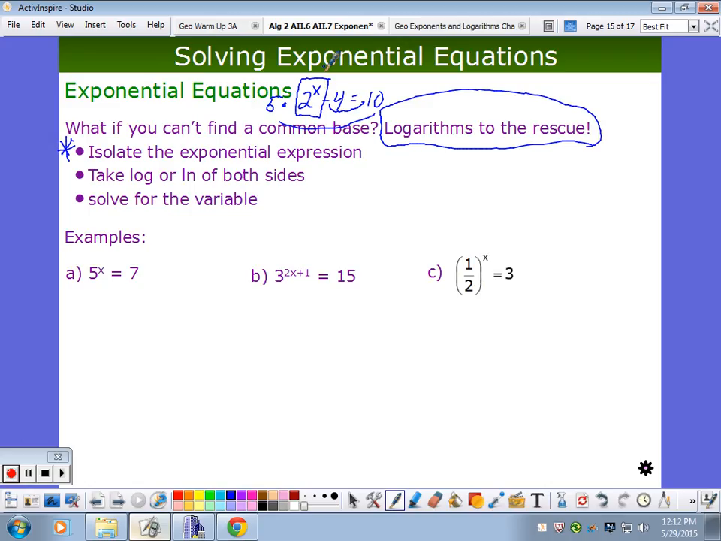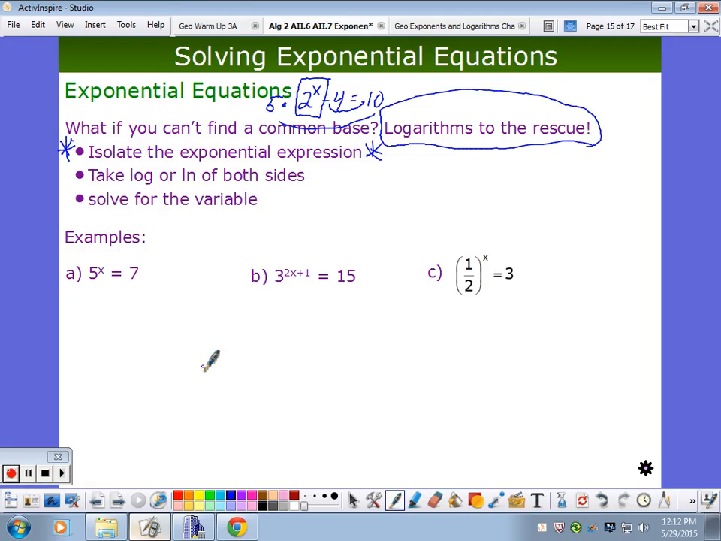By the way, if it's an absolute value, you have to do the same kind of thing, except it's an absolute value all by itself. Okay, so we're going to keep that in mind. Star, star, talk loud. You're going to take the log of both sides. You can take log base 10 or a natural log. You can take any log you want, but these are the ones on our calculator. And then you solve for the variable.